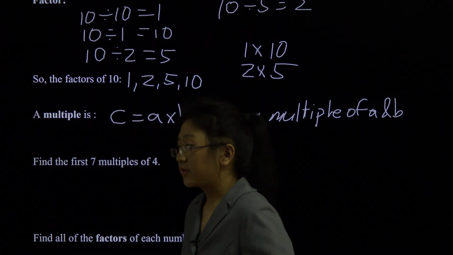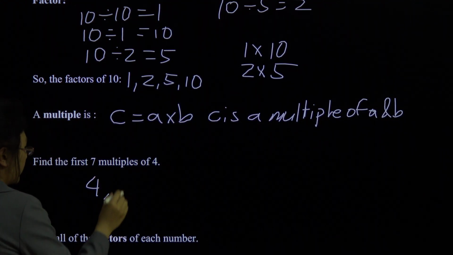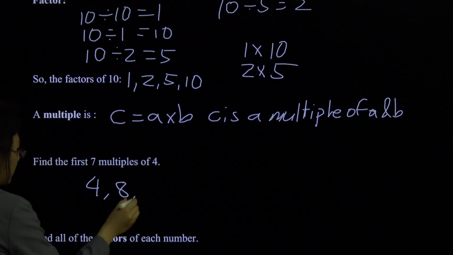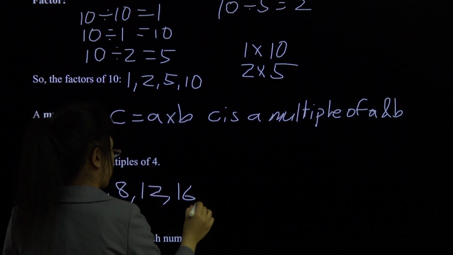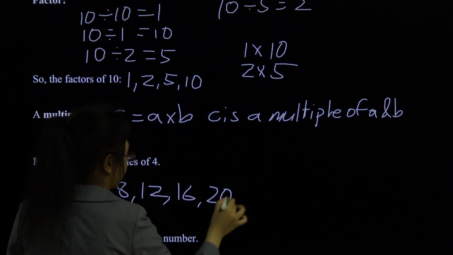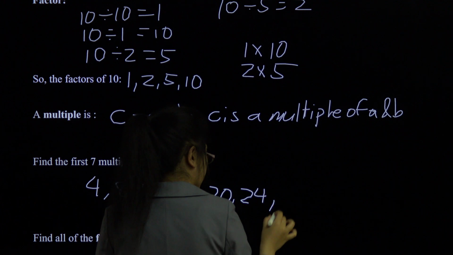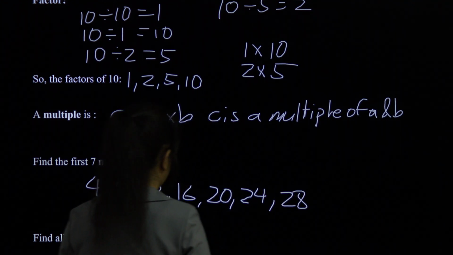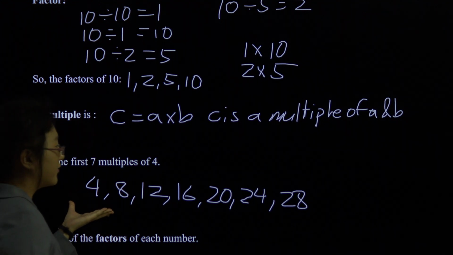Find the first 7 multiples of 4. We have 4. 4 times 2, 8. 4 times 3, 12. 4 times 4, 16. 4 times 5, 20. 4 times 6, 24. 4 times 7, 28. Voila! First 7 multiples of 4.